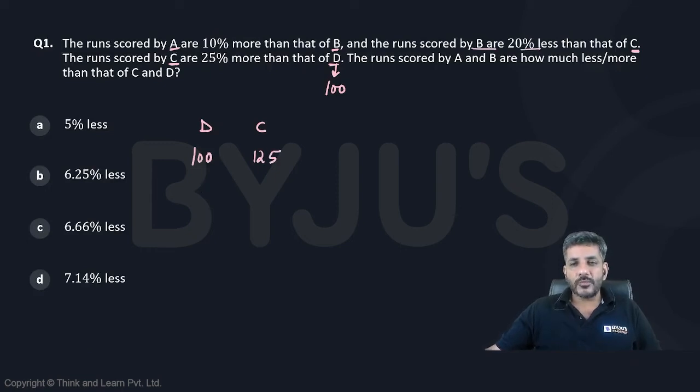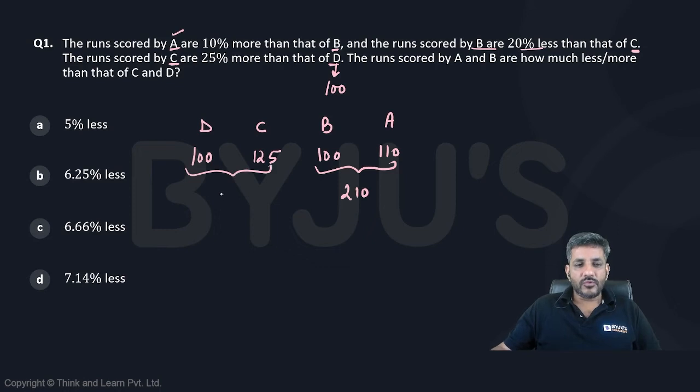Score of B is 20% less than C, so score of B would be 20% less than this, so that would also be equal to 100. And score of A is 10% more than B, so score of A is 10% more than this, that is equal to 110. What is the question asking you? The runs scored by A and B are 210. It is how much less or more than that of C and D, which is 225.